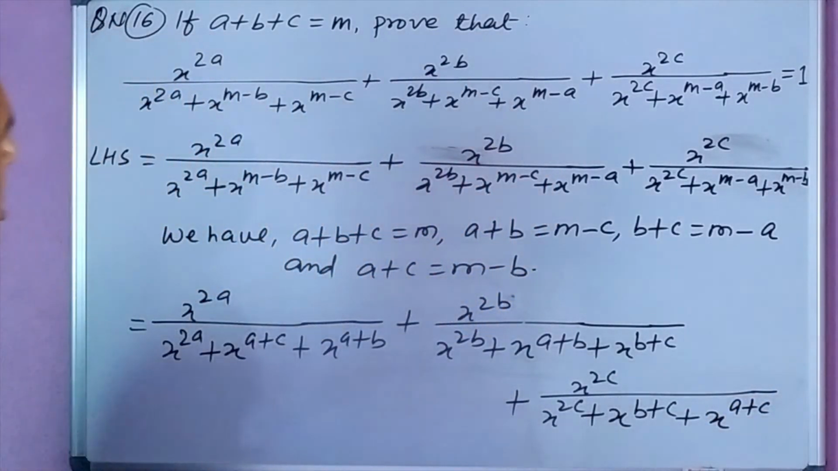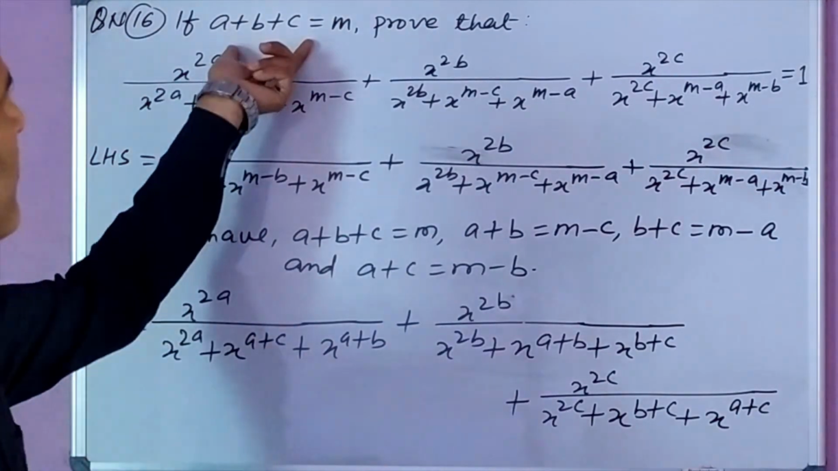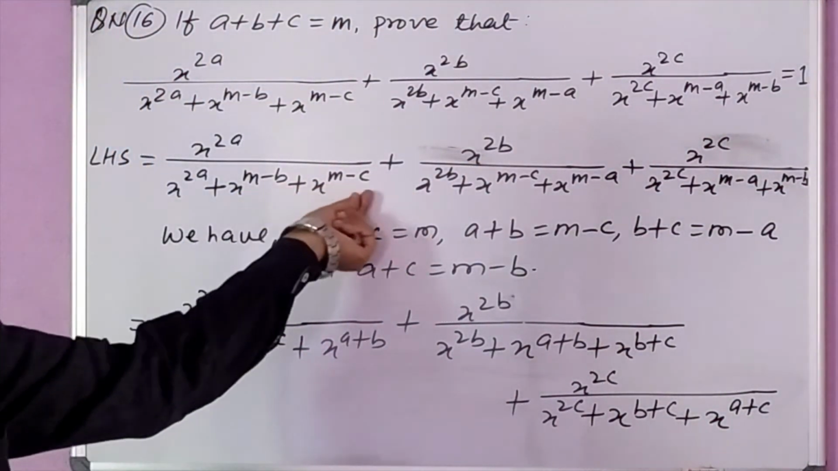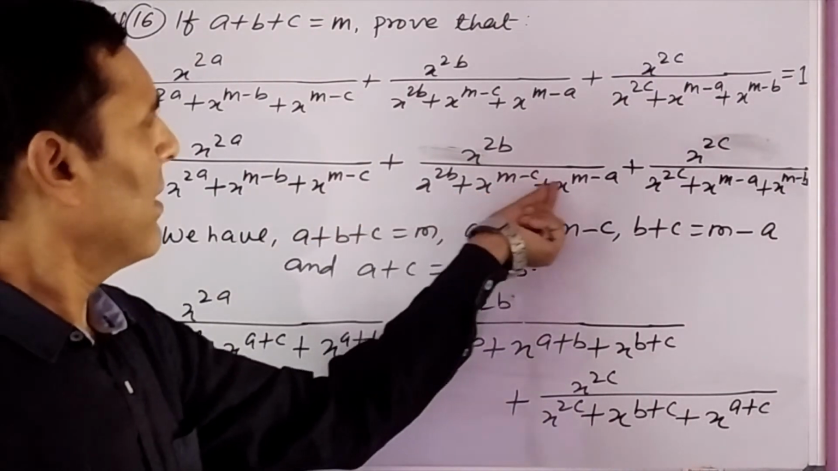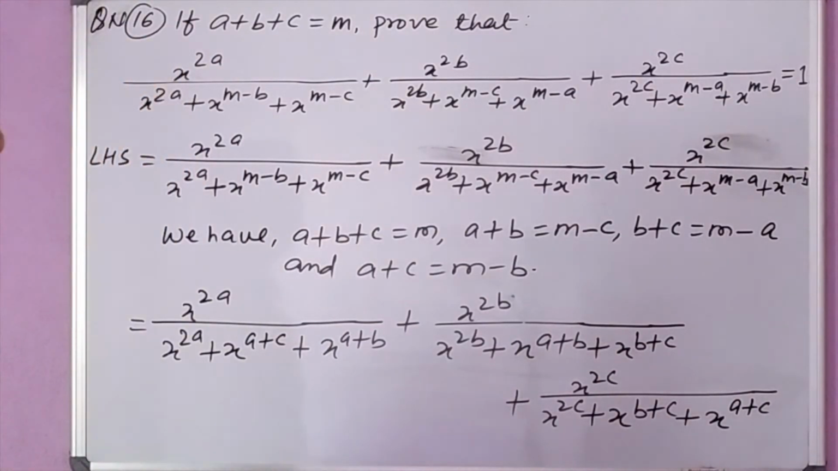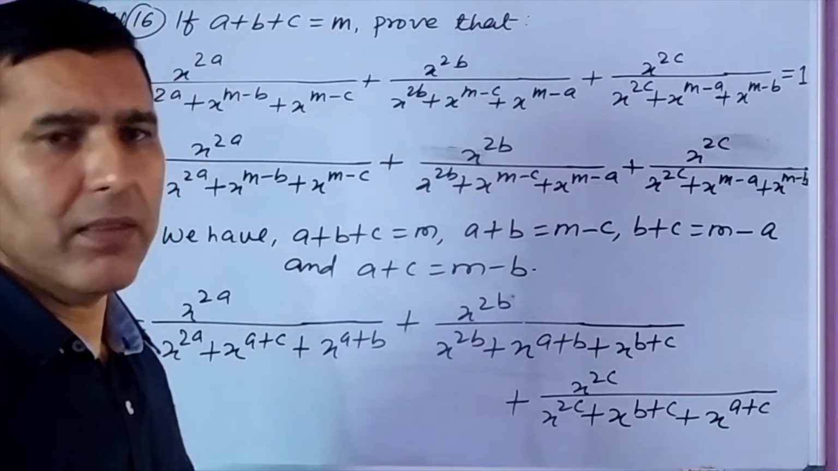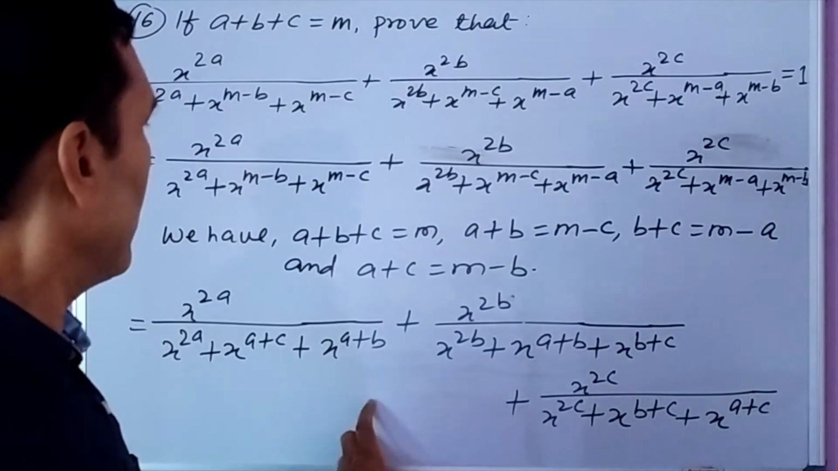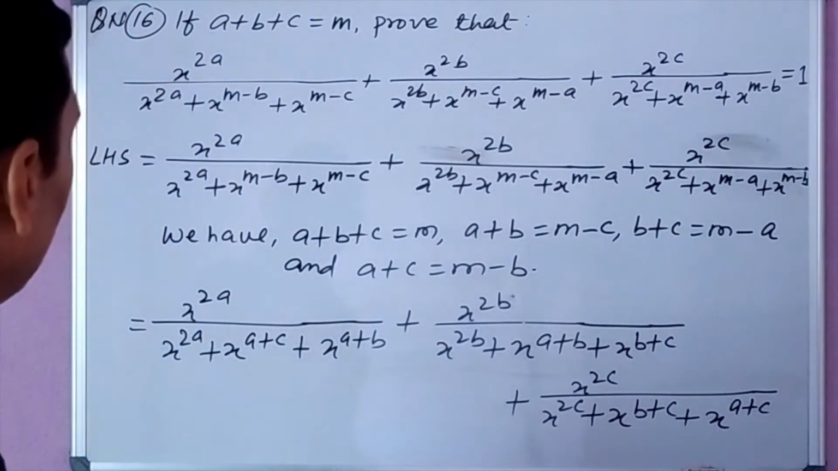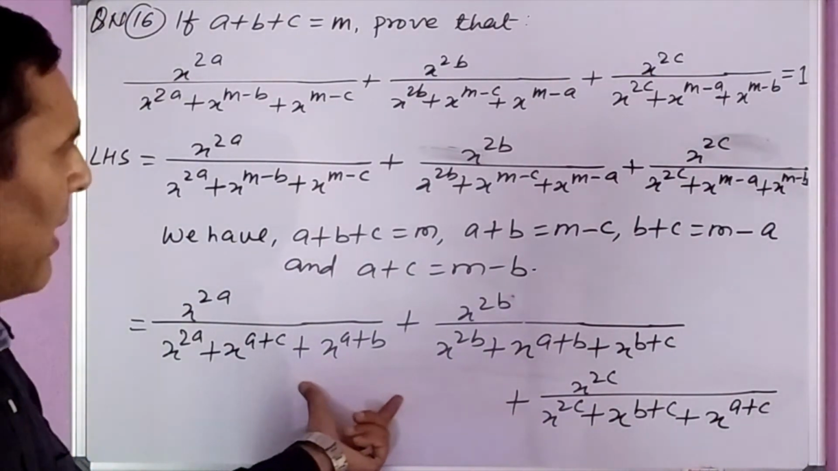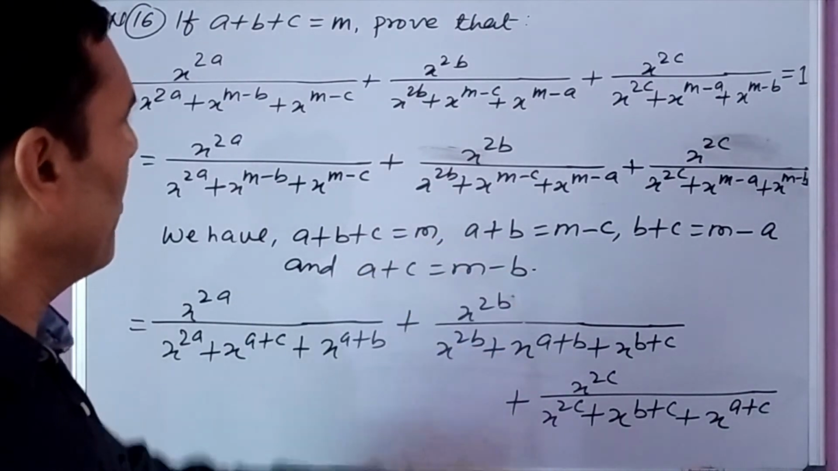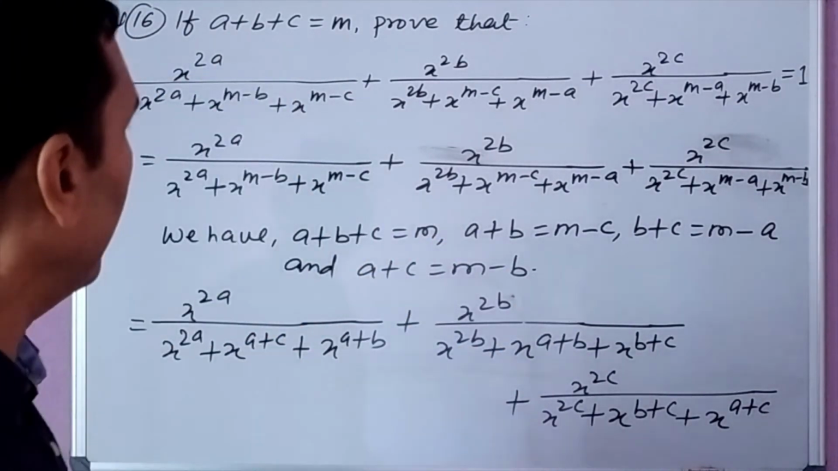Okay, in this way we use the given condition, a plus b plus c is equal to m, for this m minus b, m minus c, m minus a. So m is written in terms of a, b and c, so that from every denominator m is removed here. So we have the denominator in terms of a, b, c only, and this whole question is converted in terms of a, b, c. This m is removed with the help of the given condition.